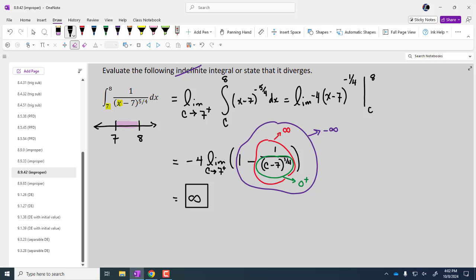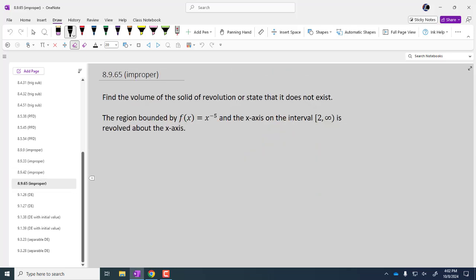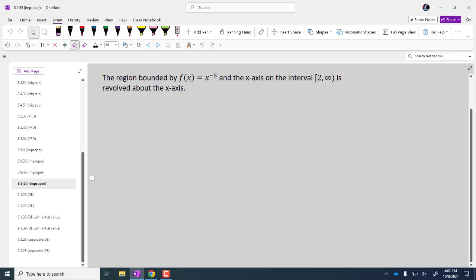Okay, let's do one more improper. So find the volume of the solid, or state that it does not exist. The region bounded by f of x equals x to the -5, and the x-axis on the interval 2 to infinity is rotated around the x-axis. So we have a function that's approaching the x-axis very, very fast. And we're going to look from 2 to infinity, and so from 2 to infinity, we are dealing with all of that.